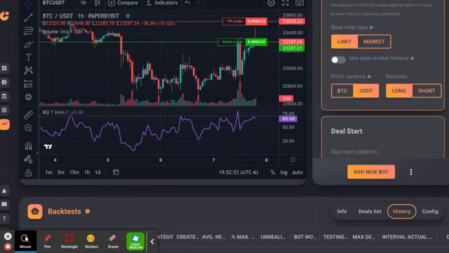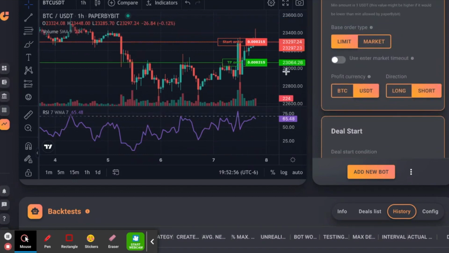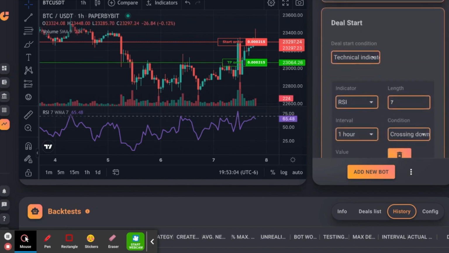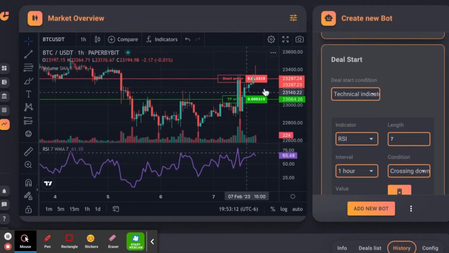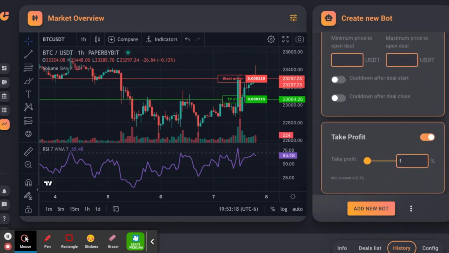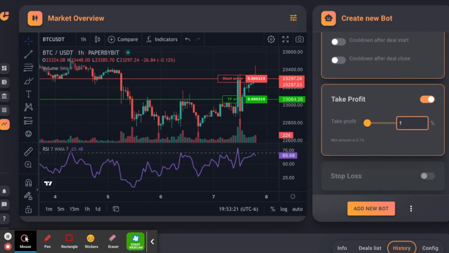Oh, here we go, because I clicked long. You're going to short it. So anytime that crosses over 70% and crosses down, because that's what we've picked, crossing down from 70%, it will short it. So it's automatically going to end up going in. And at that point, your take profit will go boom, and you'll have that, what is it, 1%, I think. Take profit is 1%.